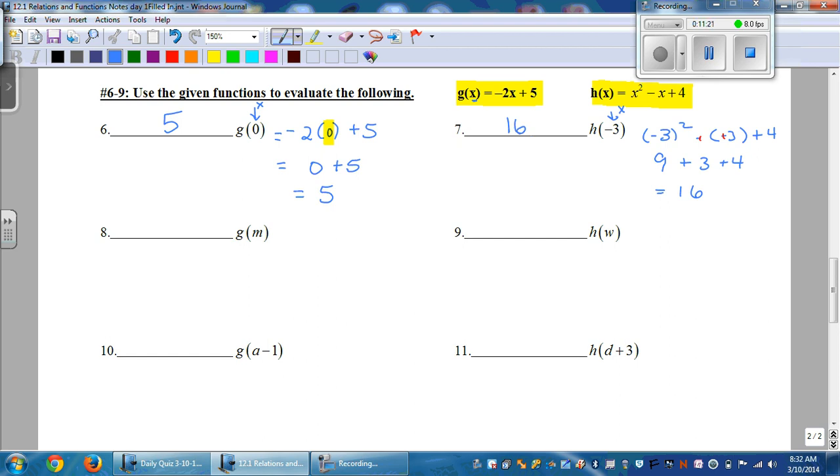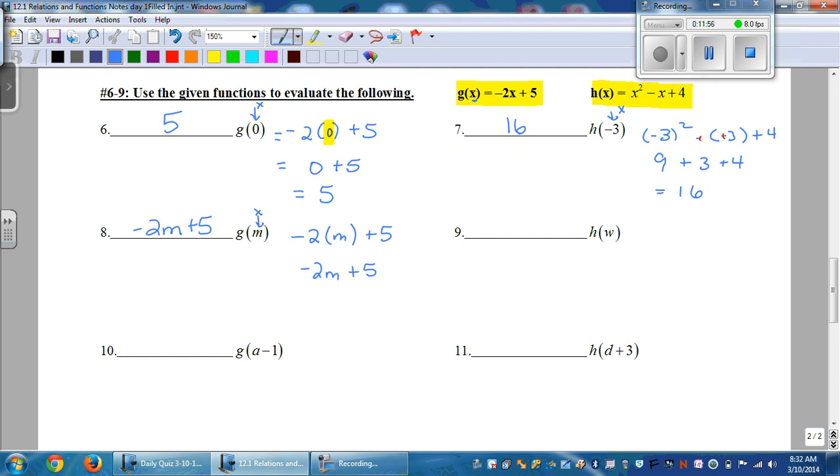Pretty simple so far, right? Now what happens if we use letters instead? So the m is going to go in place of the x this time, but we're still using the g function. So we got -2, and m goes in there, plus 5. Well, I can't evaluate any further because I have letters. You combine your like terms. This is a -2m, and this is a plus 5. They can't be combined because one has an m, one doesn't. So my final answer is -2m plus 5.